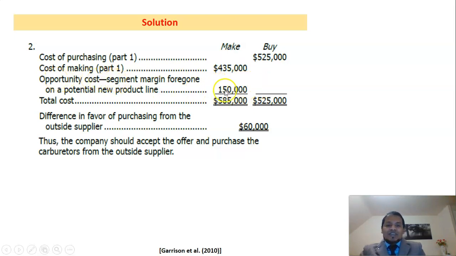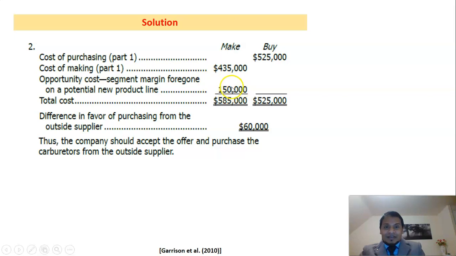Opportunity cost. If you make carburetors in your organization, you would not be able to make the new product. And if you don't make the new product, you are losing 150,000. Do you understand? So if you buy from outsiders, this 150,000 is your revenue, you will earn it. But if you don't buy, if you make, then this 150,000 you will lose. So this is your cost.